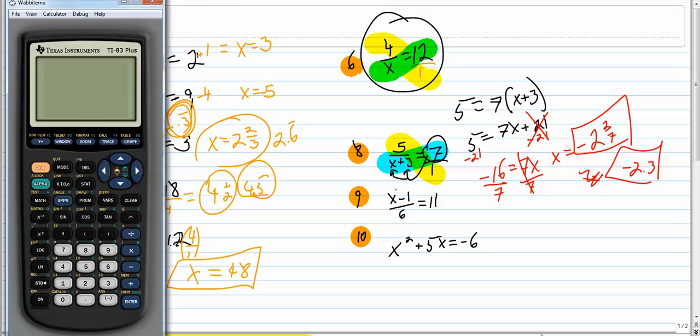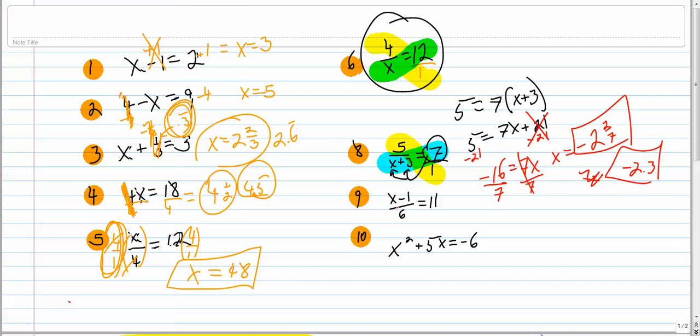Okay, moving right along. On this one, I'm going to get rid of this divided by 6, so I'm going to multiply both sides by 6. Remember, 6 is the same thing as 6 over 1. So that cancels out this 6, but whatever you do to one side, you've got to do to both. So x minus 1 equals 11 times 6, which is 66. I want to get rid of that minus 1, so I'm going to add 1 to each side. And so x equals 67. Okay, that one was pretty easy.